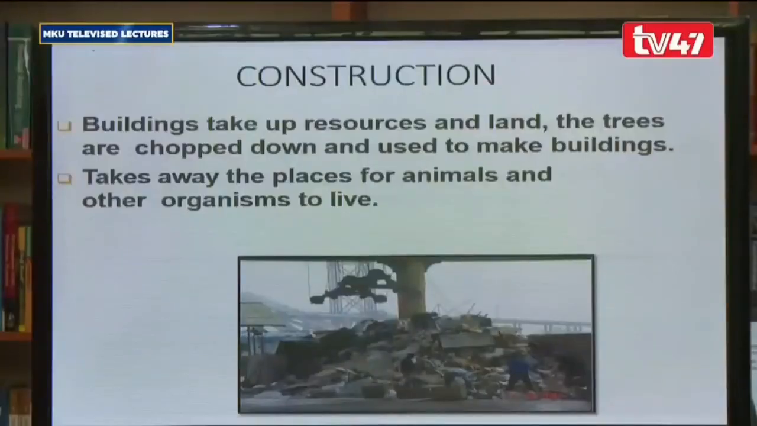Now, how does each contribute? Buildings take up a lot of resources and land use. As you construct, you introduce, as I said when you look at the categories of pollutants, the physical. Construction introduces a lot of physical pollutants, and those pollutants have an effect on the soil ecosystem.